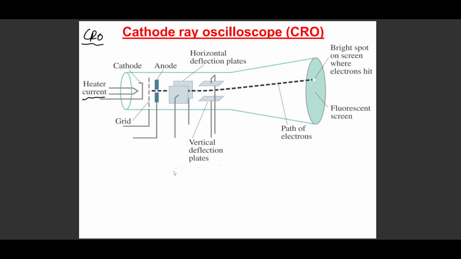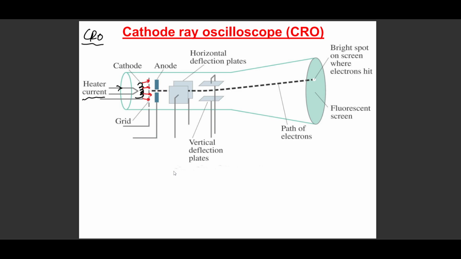Okay, so first we have the heater coil and the heater current. What basically happens is that this actually heats up the cathode. When current passes through the heater, it heats up the cathode, and through the cathode, there is a process called thermionic emission, which calls for the emission of electrons from a high temperature metal surface. So since it is heating up, it will start releasing electrons in all directions.